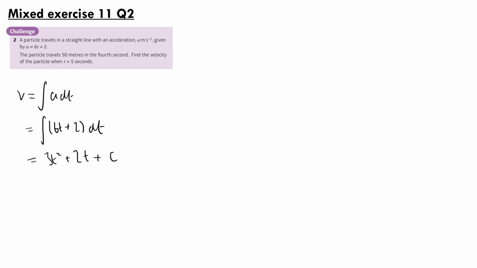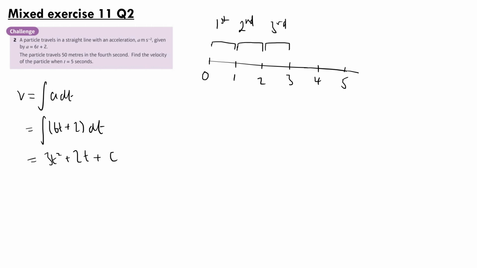And then we're told that the particle travels 50 meters in the 4th second. And if we think about what this means, we have a timeline. So here we have 0 seconds, here we have 1, 2, 3, 4, and so on. Here we have 5 here. This here, from 0 to 1, will be our 1st second. From 1 to 2 will be our 2nd second. From 2 to 3 will be our 3rd second. And so we can see that the 4th second will be from 3 to 4.